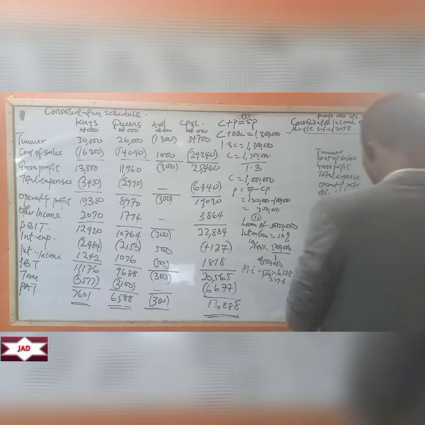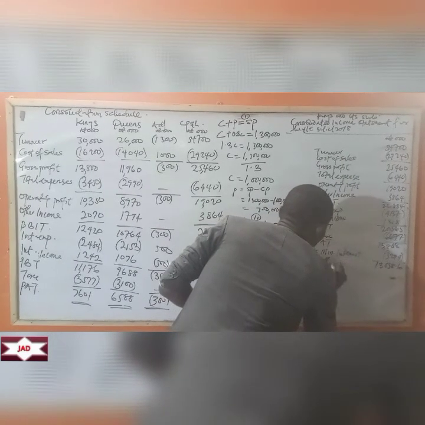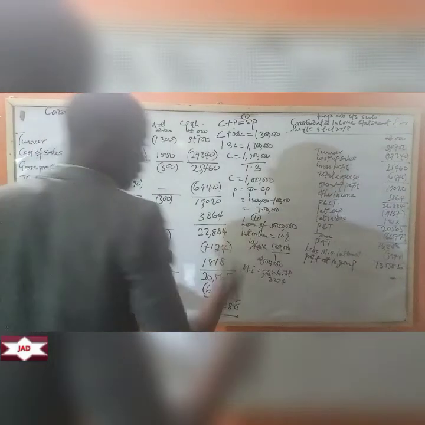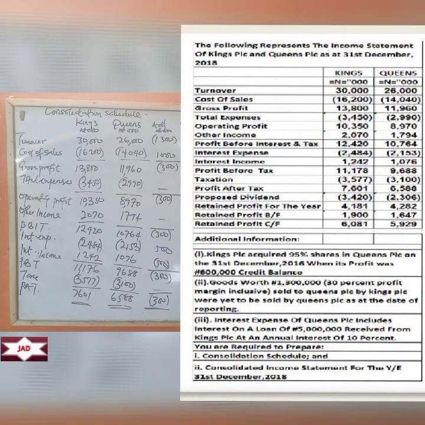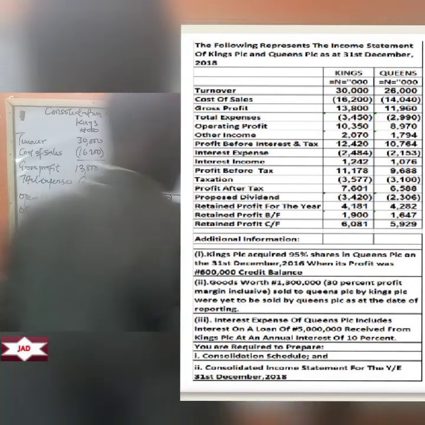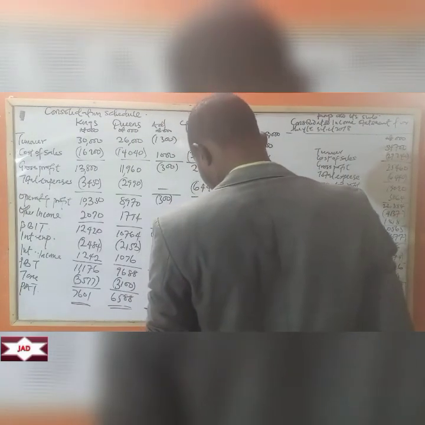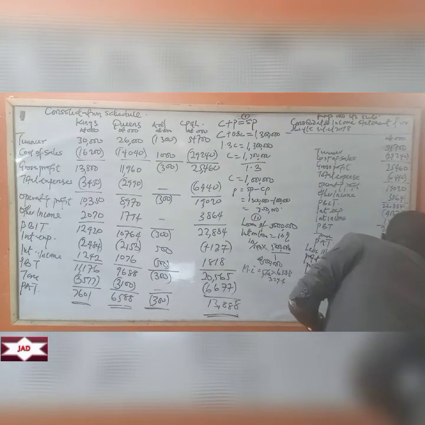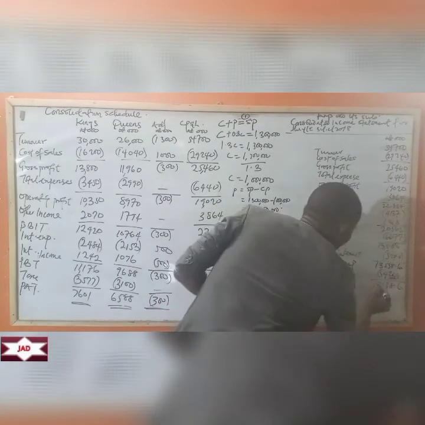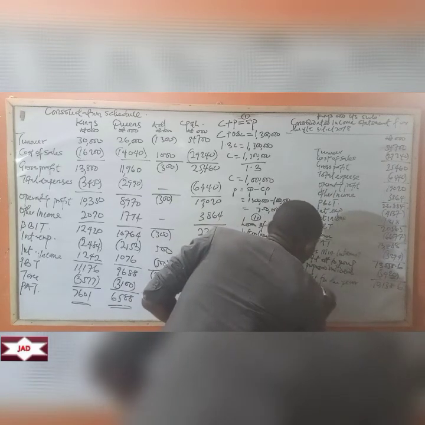We have 13,558.6. So this is profit attributable to the group. So what do we do now? Let's take our proposed dividend of the holding company. What dividend for the holding company here? 3,420. Then 10,138.6. Okay. So this is profit for the year. So let's go. We have profit brought forward.